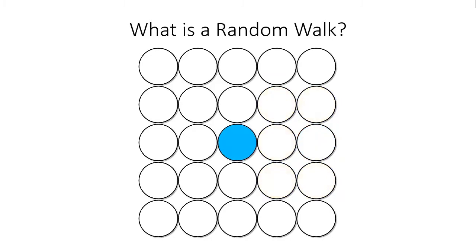Beginning in the center, a random walk involving 10 steps in this two-dimensional space might therefore look something like this. If we were to repeat this task many times, we would expect to walk along many different paths within the space, because each subsequent step is chosen randomly.